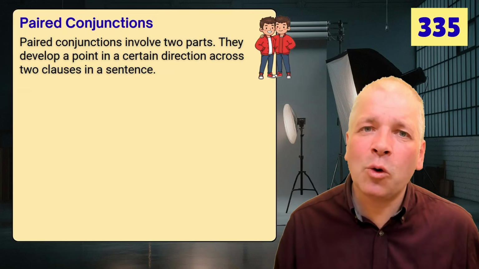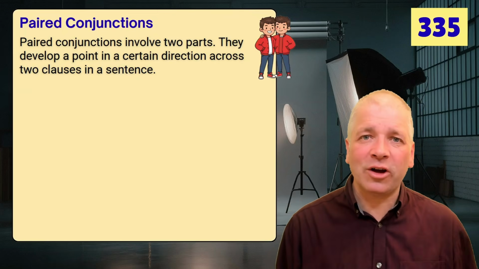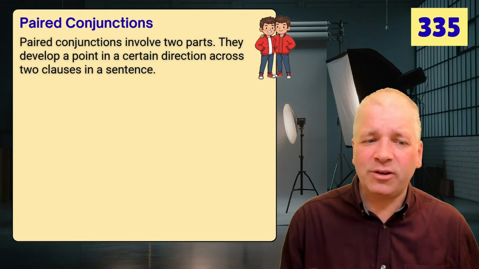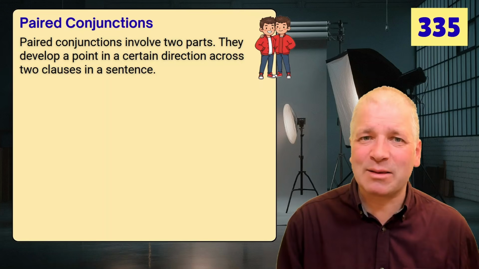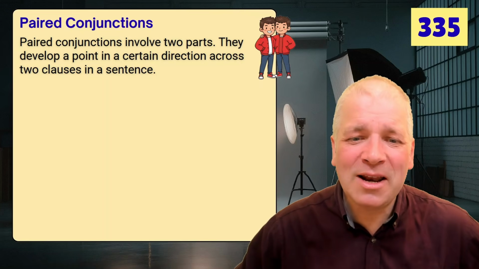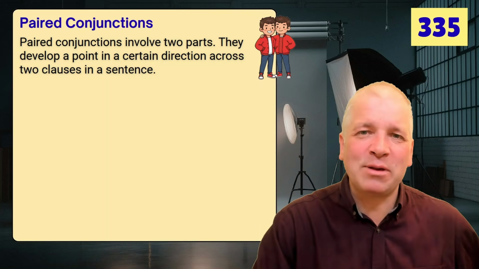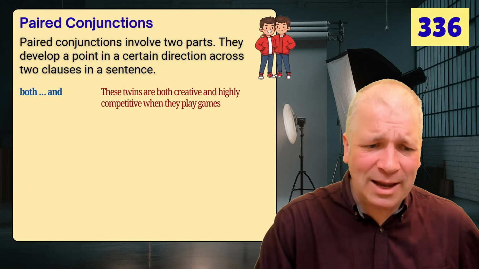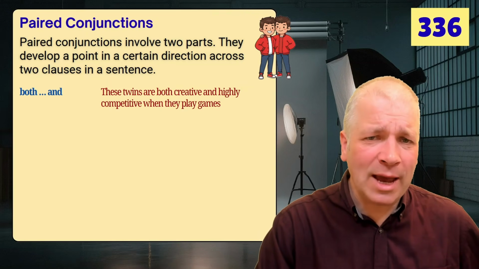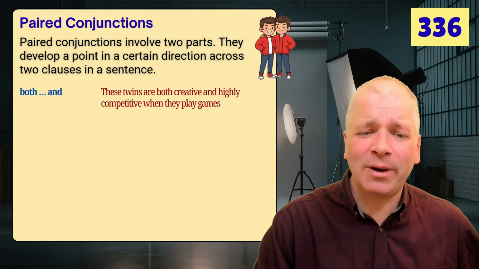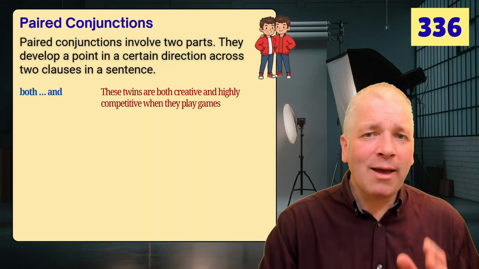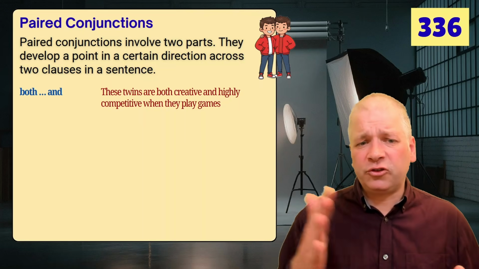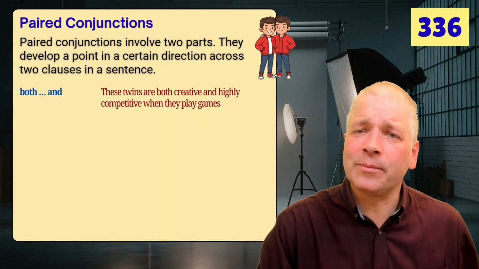And then we have something called paired conjunctions. Paired conjunctions involve two parts, and they develop a point in a certain direction across two clauses in a sentence. Look at the two people on the screen. They are twins. They look very similar. Let's have some examples that focus on them. Both and. These twins are both creative and highly competitive when they play games. So both one thing and another thing. So they are conjunctions that show that two things are connected here.